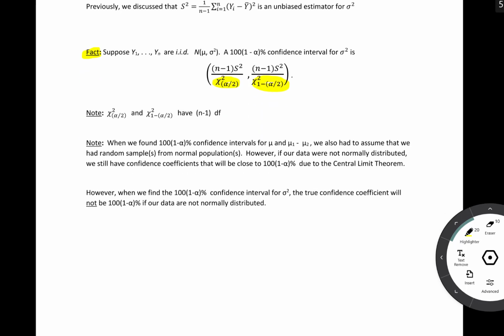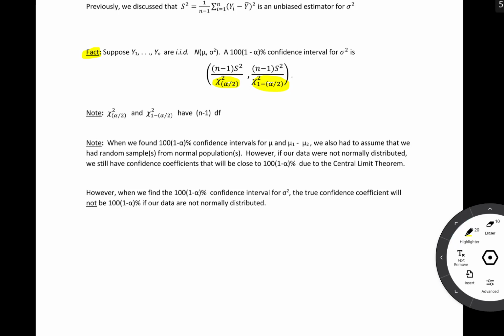So one thing to note is that when we found 100 times 1 minus alpha percent confidence intervals for mu and mu1 minus mu2, we also had to assume that we had random samples from normal populations. However, if our data were not normally distributed, we still have confidence.